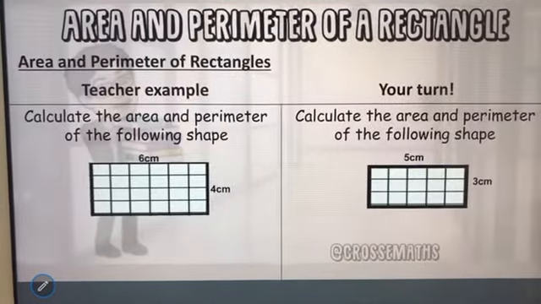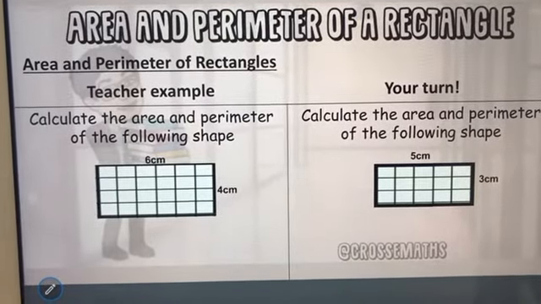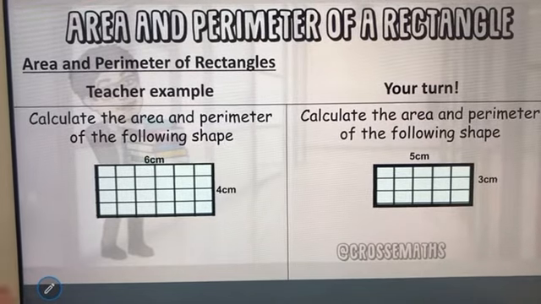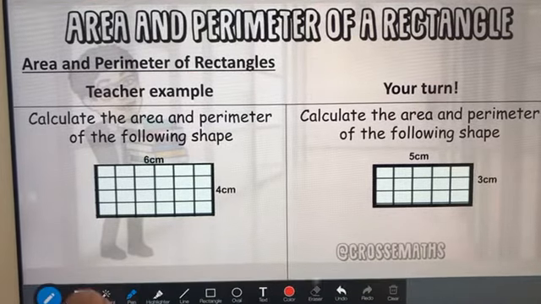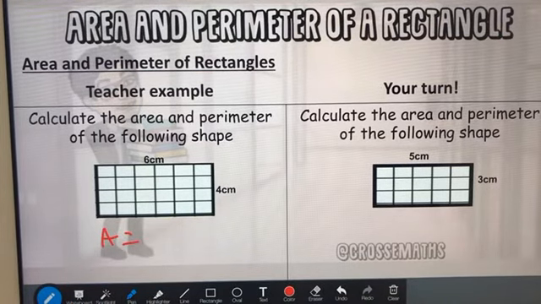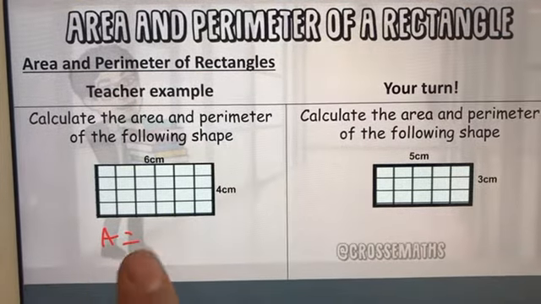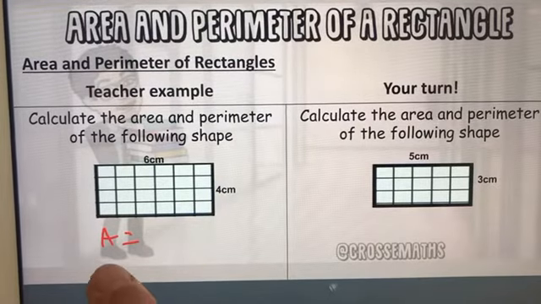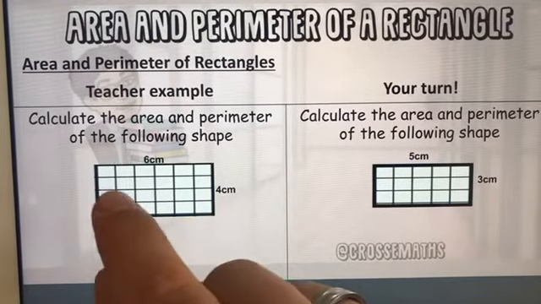Okay, right, guys, area and perimeter of rectangles. Super easy, but I wanted to get it absolutely nailed today. So, the area of a rectangle that looks like this, all we're going to do to start us off is just count the squares. If we want to know what the area is, just to start off with learning, we're just going to count the squares.